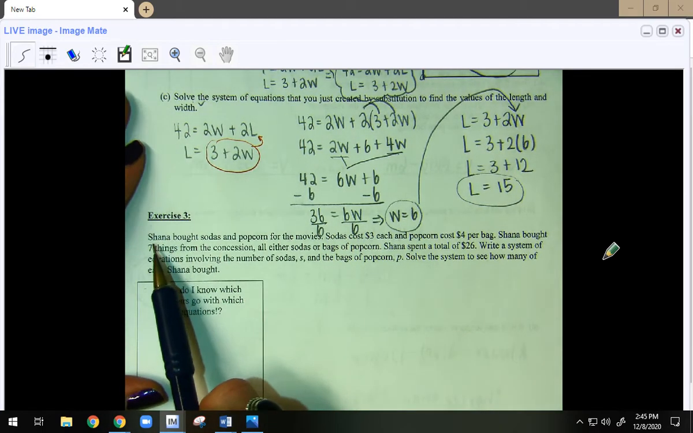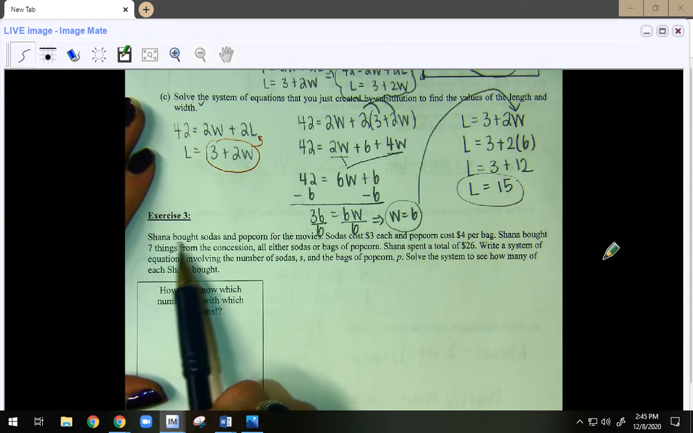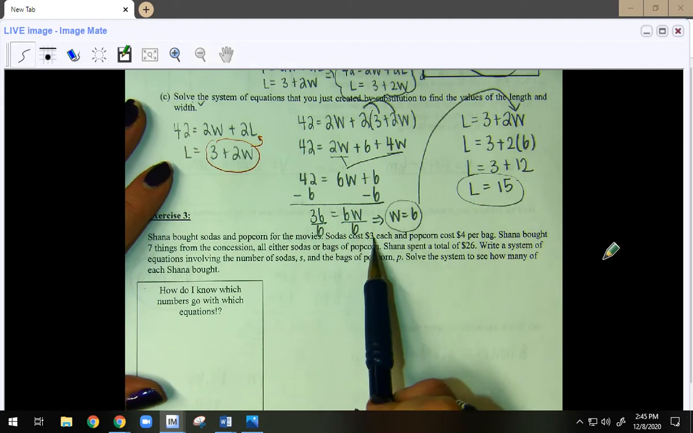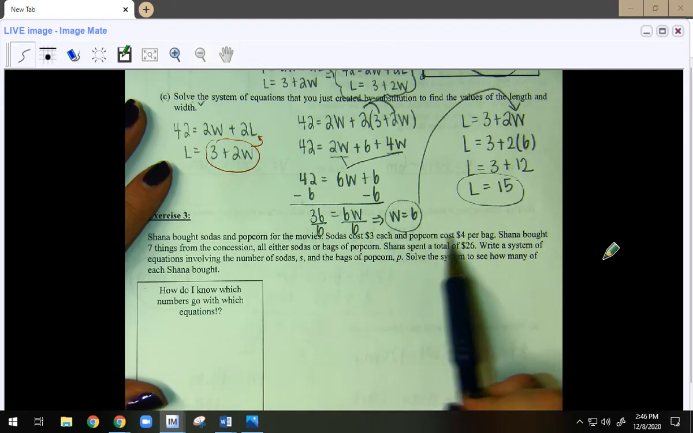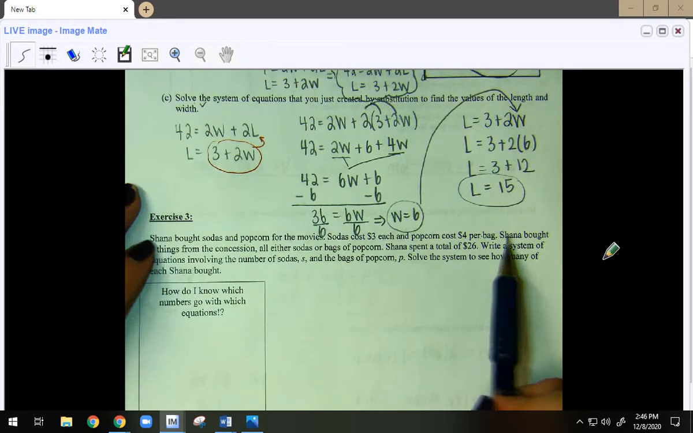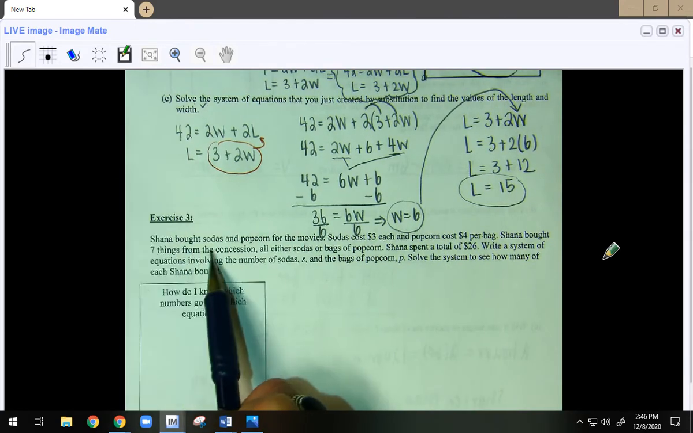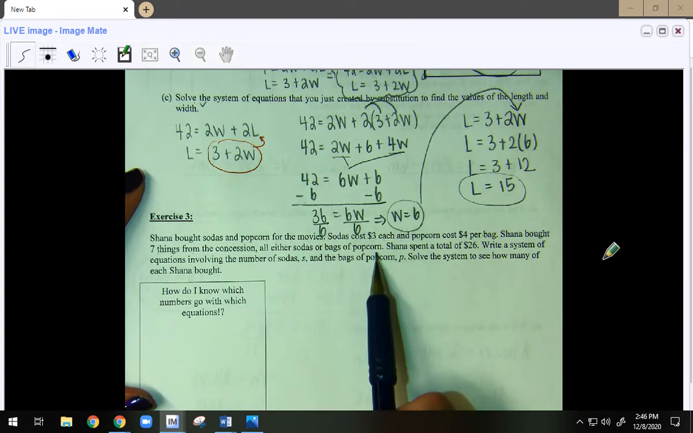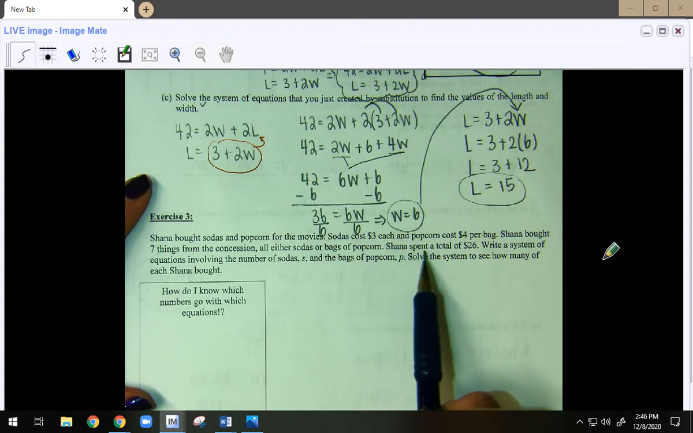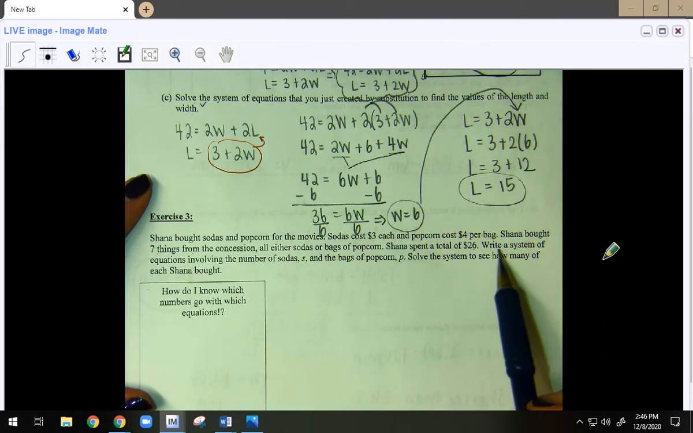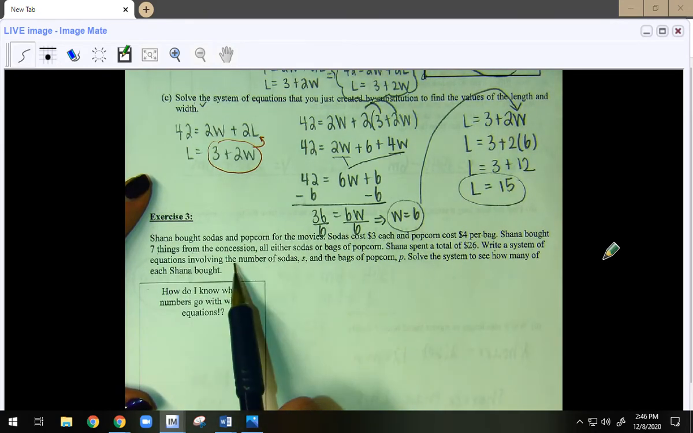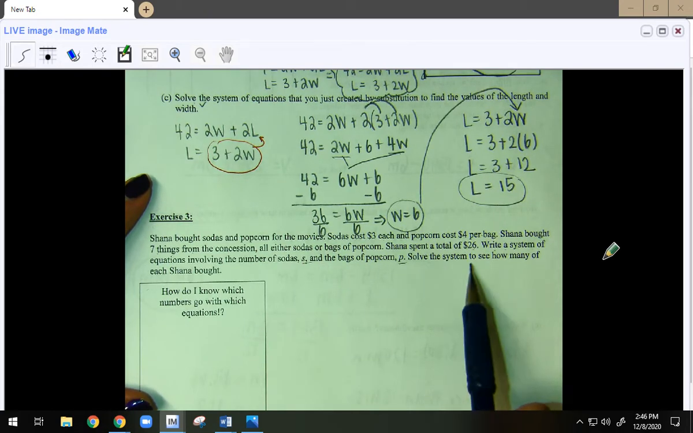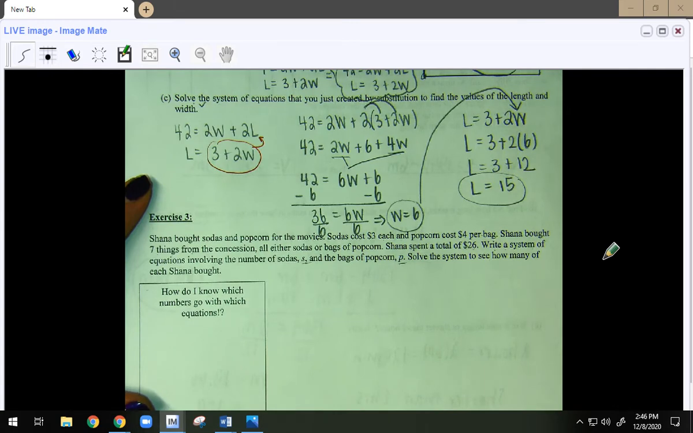So I have a person, her name is Shayna, and Shayna bought sodas and popcorn for the movies. Sodas cost $3 each, and popcorn costs $4 per bag. Shayna bought 7 things from the concession stand, all of them either sodas or bags of popcorn. In total, Shayna spent $26. Write a system of equations involving the number of sodas, S, and the bags of popcorn, P. Solve the system to see how many of each Shayna bought.